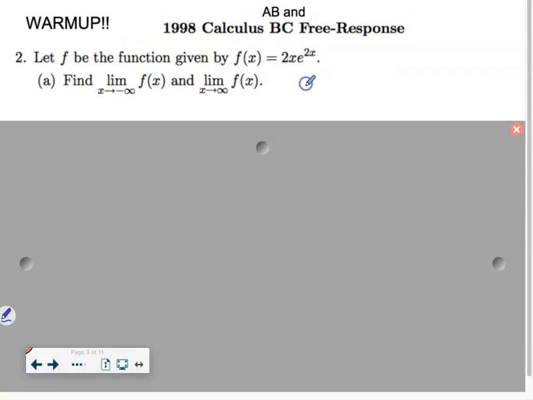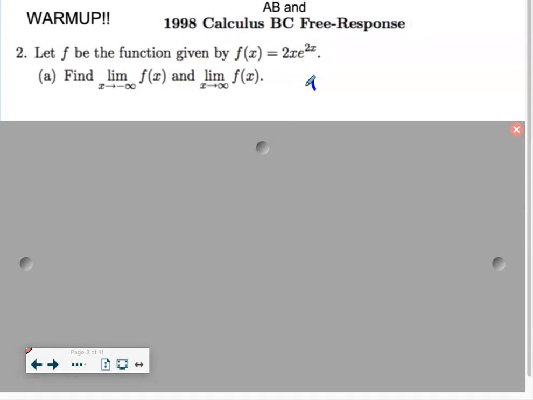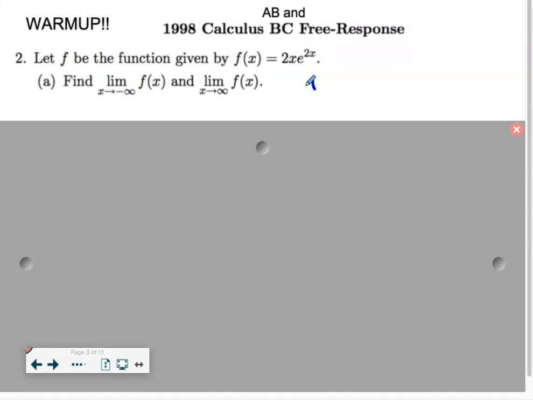So if we do the limit, now I got to lift this thing up. Oh, I can't. You know what? Forget it. Let's just keep it there.